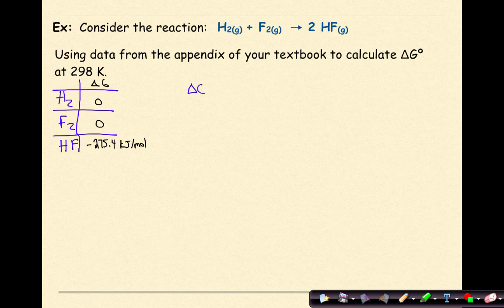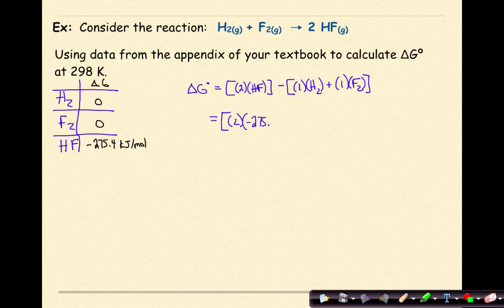So we know that in order to calculate delta G at standard state, we're going to take our products, so 2 moles of HF, minus our reactants, 1 mole of H2 plus 1 mole of F2. And we're going to substitute in our numbers. So 2 times the delta G that's given to us, so negative 275.4. That was the value given in our textbook, and we used the TRO textbook. So that's kilojoules per mole minus 1 times the delta G of hydrogen at standard state, which is 0. And guess what? That's going to be the exact same thing for the fluorine. So really, it's just 2 times negative 275.4. So if we work this out for delta G at standard state, it is negative 550.8 kilojoules per mole.